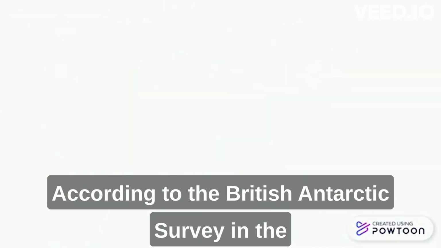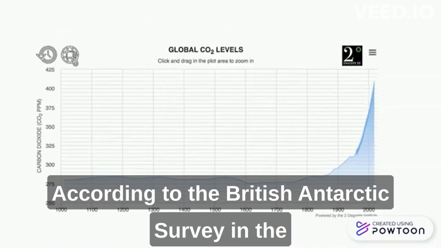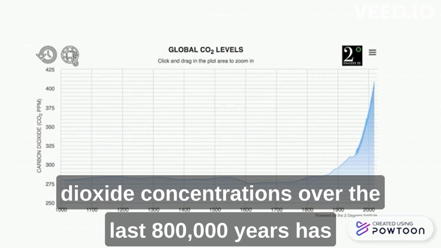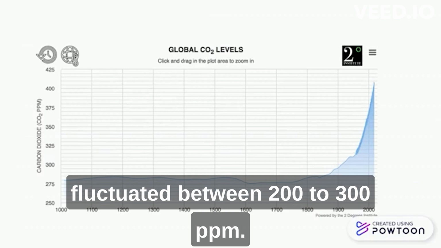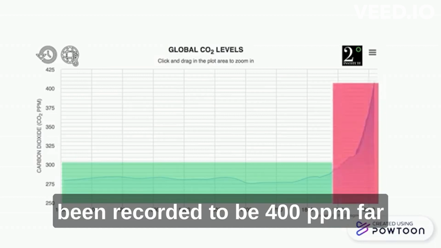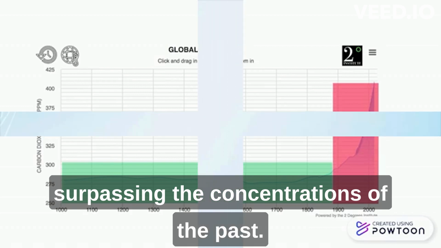See, according to the British Antarctic Survey, in the article Ice Cores and Climate Change, the carbon dioxide concentrations over the last 800,000 years has fluctuated between 200 and 300 ppm. Yet today, the concentration of CO2 has been recorded to be 400 ppm, far surpassing the concentrations of the past.